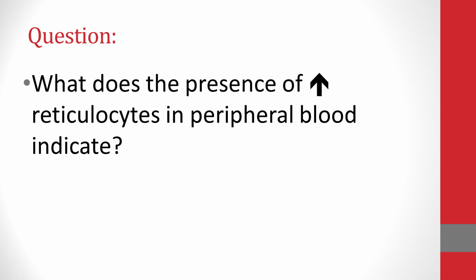So I have a question for you. What does the presence of an increased reticulocyte level in the peripheral blood indicate? Think about it for a minute. Think about that the normal reticulocyte count for healthy adults is 0.5%. So what does it mean? What is going on when that number goes up?